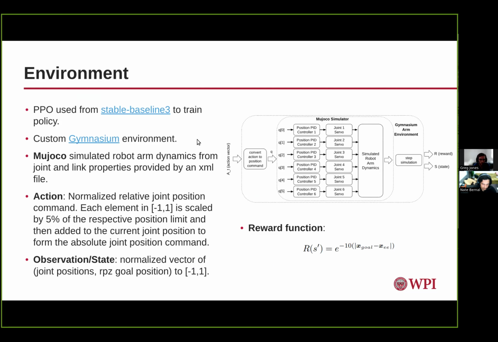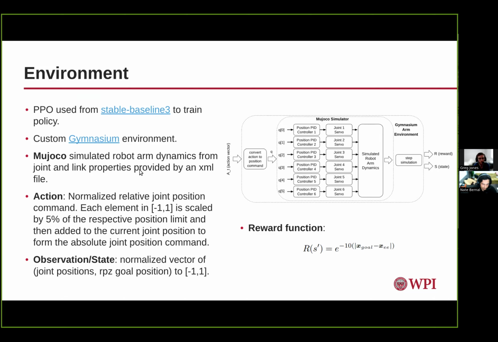A lot of the work that we put in involved creating the environment, which we did using Gymnasium. We trained the PPO policy or algorithm using Stable Baselines3 with an existing implementation. The environment that we used depended on MuJoCo, the simulator, which simulated the dynamics of the robot arm, and that loaded a model of the arm through an XML file.